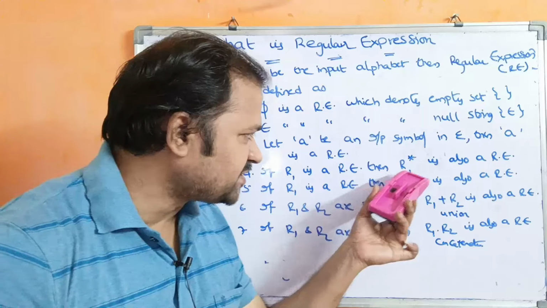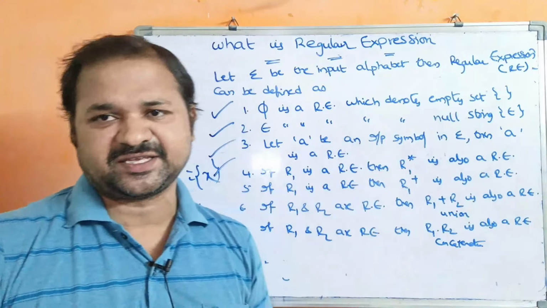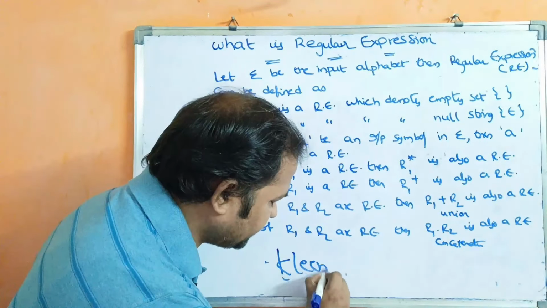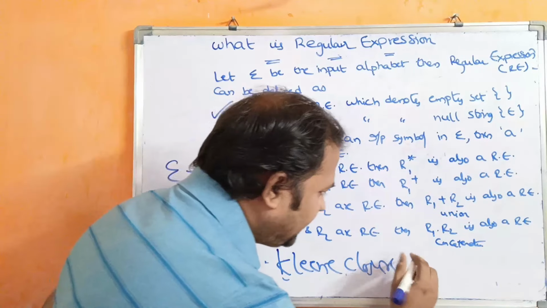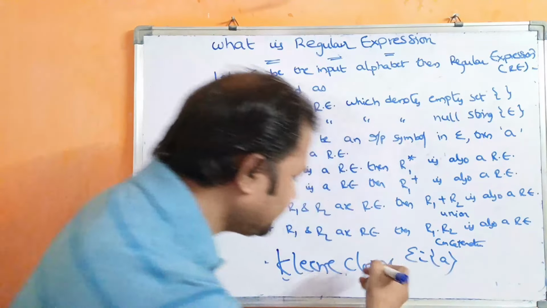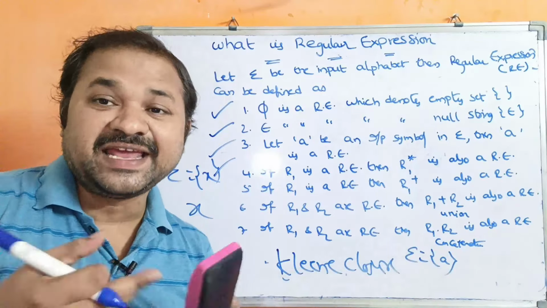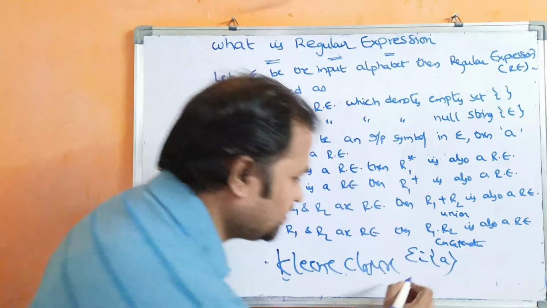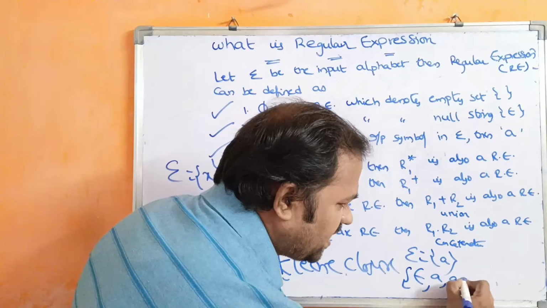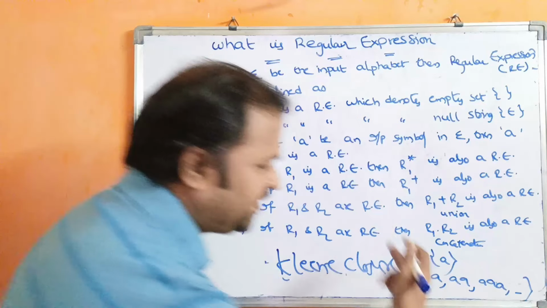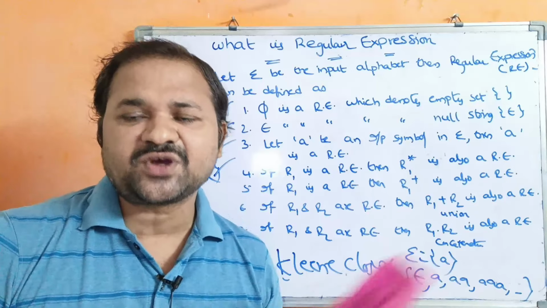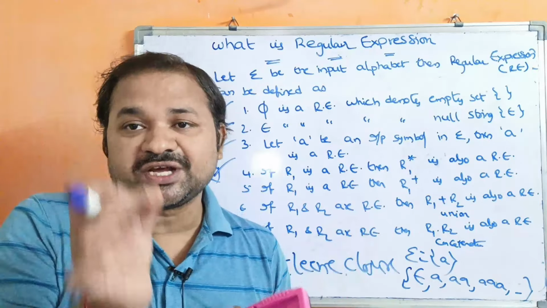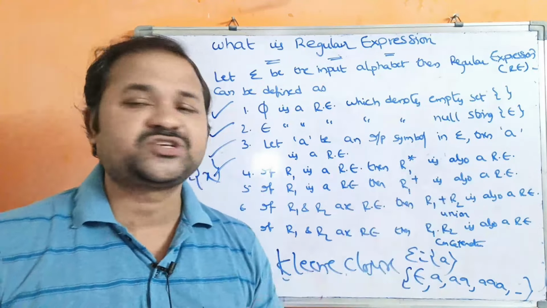If R1 is a regular expression, then R1 star is also a regular expression. This star is called Kleene closure. Let the input alphabet contain A. Kleene closure, or star, means any number of occurrences including zero occurrence. Zero occurrence is nothing but epsilon. So here we can write this as epsilon, A, double A, triple A, any number of occurrences of A including zero occurrence. Zero occurrence of A is nothing but epsilon. So if R1 is a regular expression, then the Kleene closure of that R1, that is R1 star, is also a regular expression.